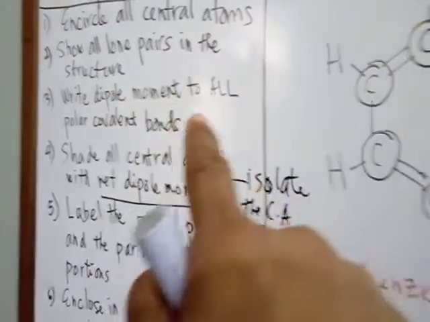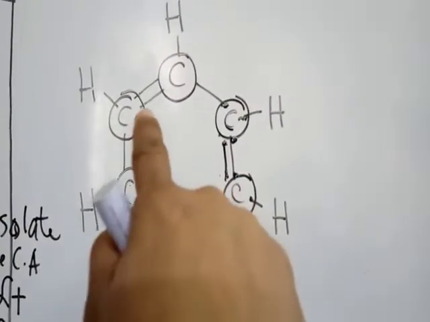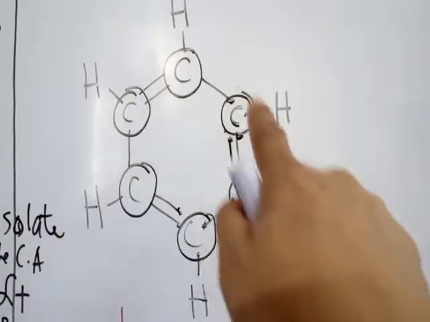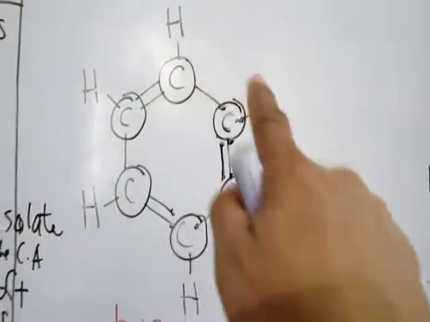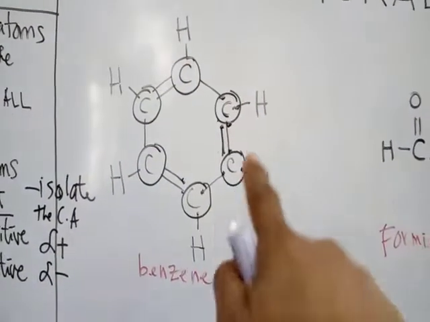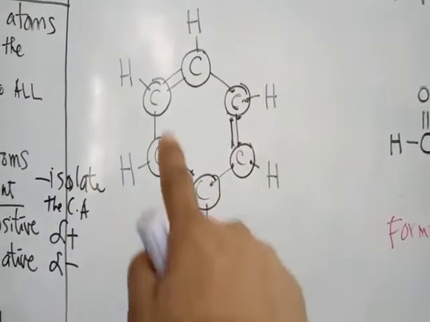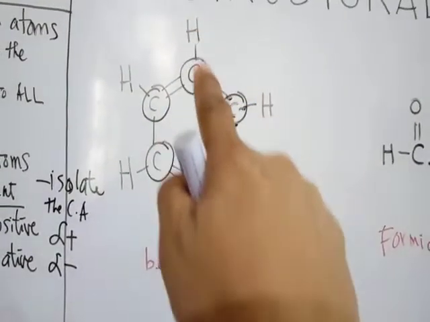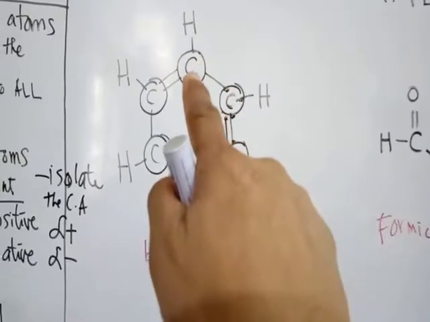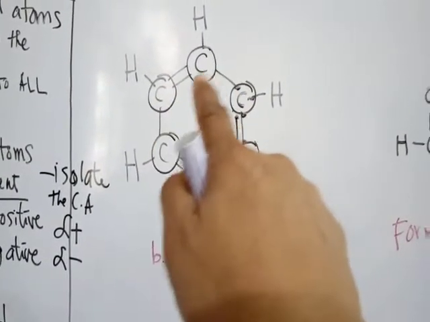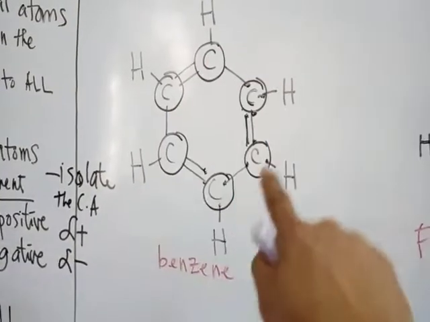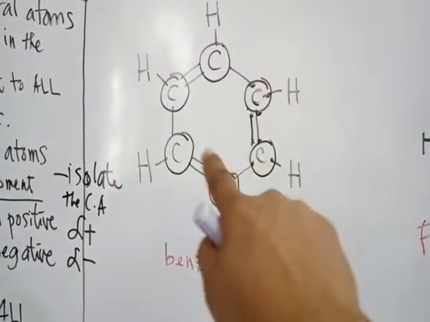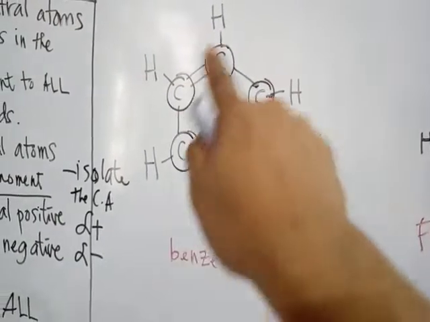Okay, next, write dipole moments. That's number 3 now. So we will be looking for polar covalent bonds. Can you see polar covalent bonds in the structure? There is none, correct? Because CH bonds are non-polar bonds. Carbon to carbon bonds are non-polar covalent bonds. So there is no polar covalent bond in the structure, which means there are no dipole moments.